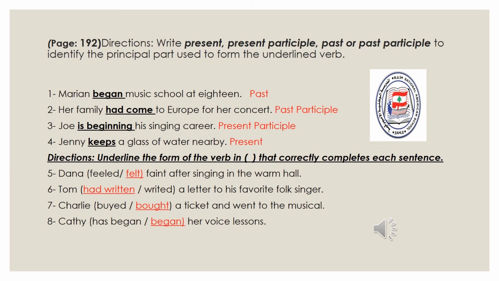6. Tom had written a letter to his favorite folk singer. Written shows the past participle form, and of course it's not writed because the past of write is wrote and not writed. 7. Charlie bought a ticket and went to the musical. Bought is the past tense of buy and it's not buyed. 8. Kathy began her voice lessons. Began is the past tense of the verb begin.